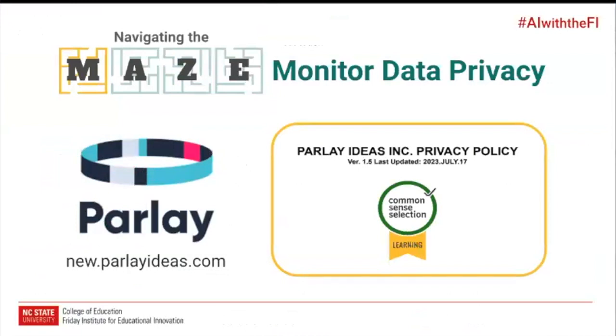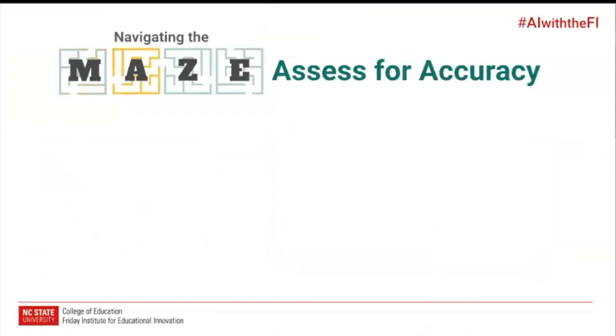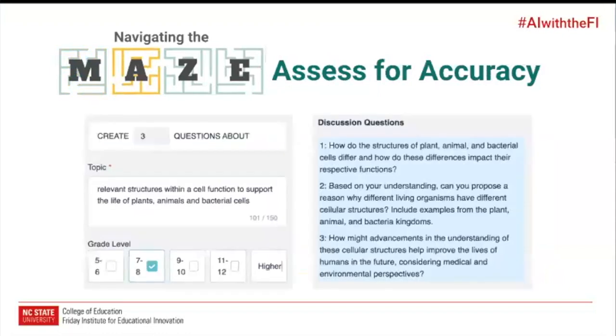Awesome. So there are two strategies there to think about. How do we go about monitoring for data privacy when it comes to using AI in our classroom? So then when we navigate to the A, we're thinking about that assessment for accuracy. So is the AI tool giving us an output that is accurate? And what does that look like? And how do we keep humans in the loop, or really teachers in the loop? So Russell, if you could explain for us a little bit about how Parlay might do that.